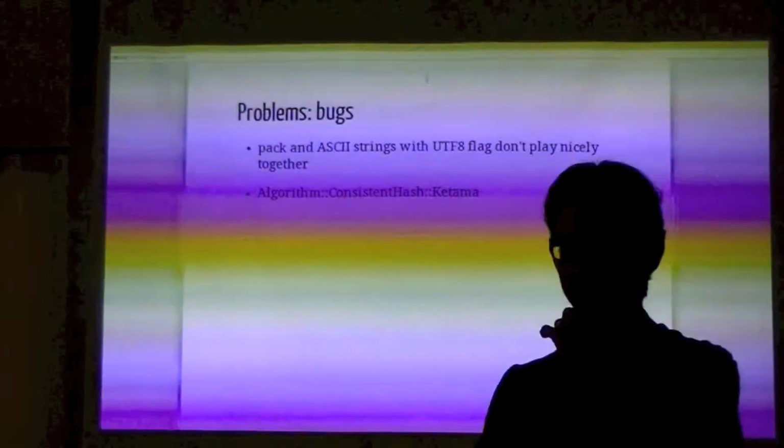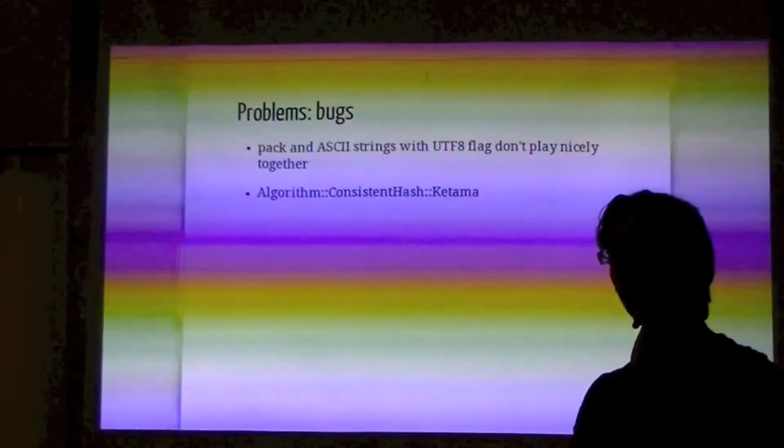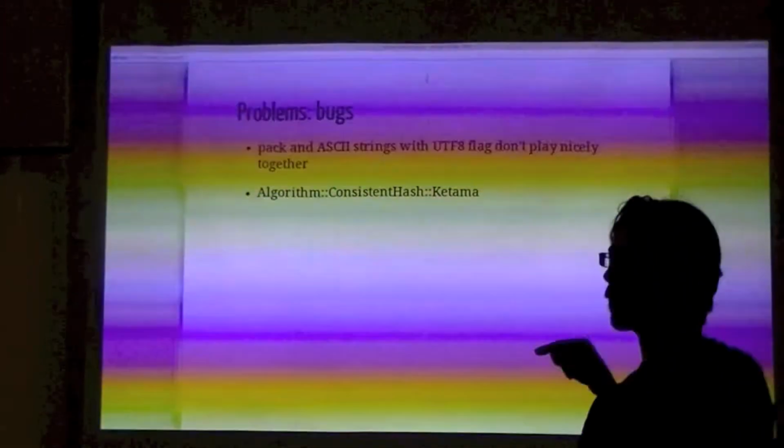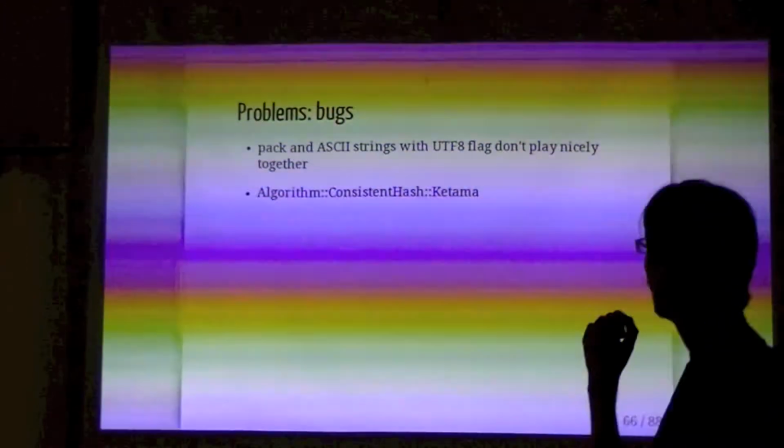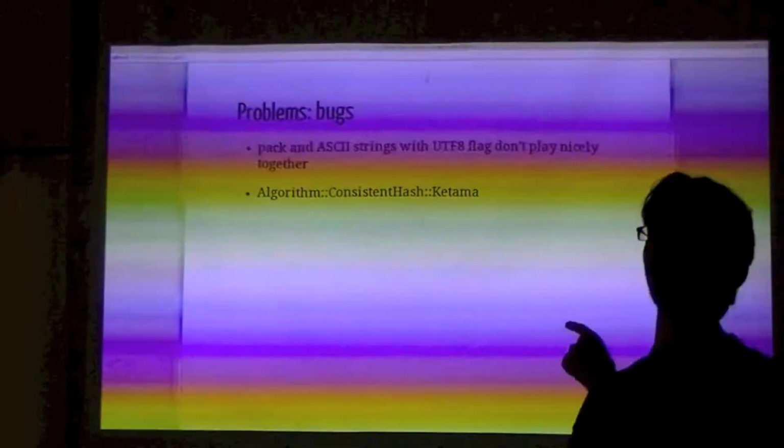And that was basically because all the keys we were generating began with a null byte, or a 0 byte, and Algorithm::ConsistentHash::Ketama accepts a C string.